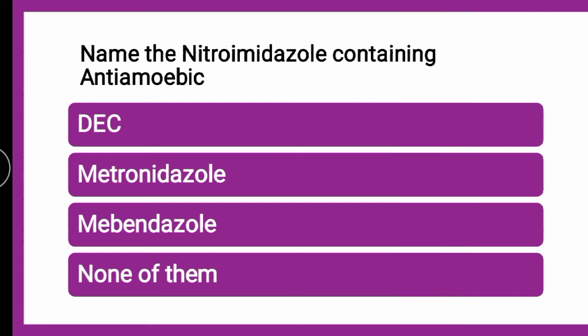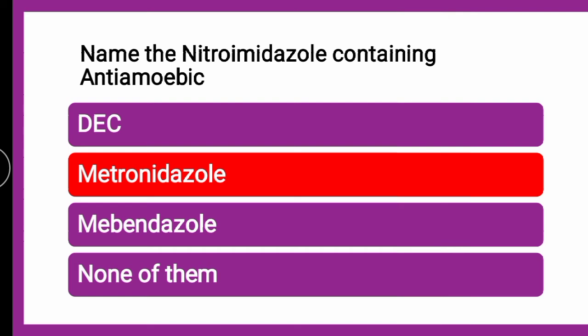Next question is, name the nitroimidazole containing anti-amoebic. That means the anti-amoebic drug which belongs to the nitroimidazole class, or that contains nitroimidazole. If you split up the word nitroimidazole, a nitro group is attached and the heterocycle is imidazole. So the nitroimidazole containing anti-amoebic is whether it is DEC, diethylcarbamazine citrate, whether it is metronidazole, whether it is mebendazole, or none of them. The correct answer is metronidazole.